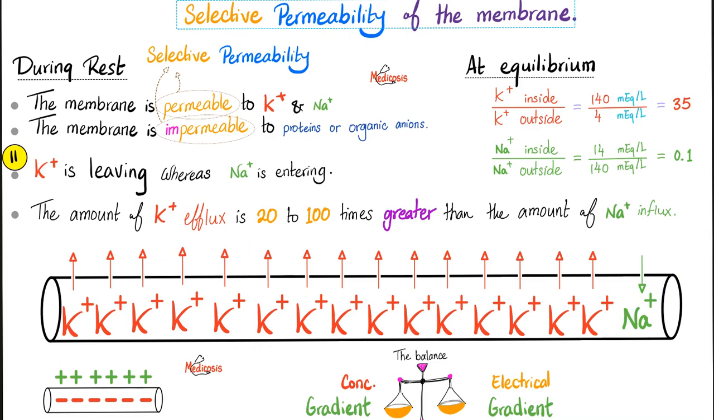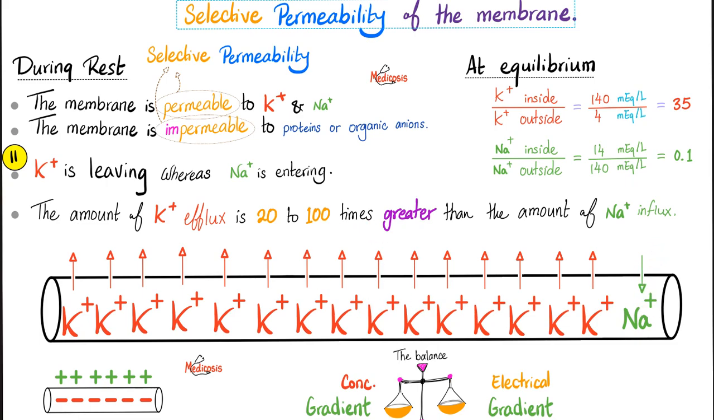By how much? Well, the amount of potassium efflux is about 20 to 100 times greater than that of the sodium influx. So of course, potassium efflux is more important than sodium influx. And therefore, potassium efflux contributes more to the resting membrane potential than the sodium influx. Since sodium influx is not that important during rest, let's just ignore it and focus on the potassium efflux. When a positive is leaving the cell, the inside of the cell is becoming more negative. Easy enough.